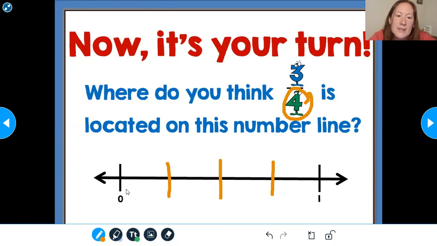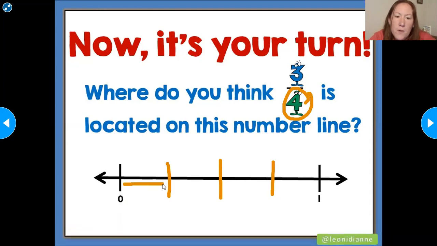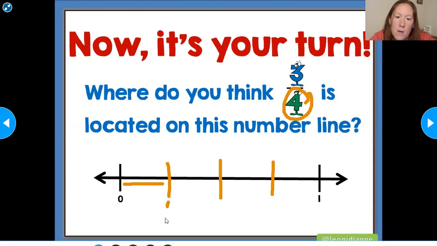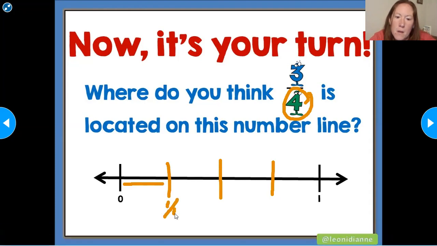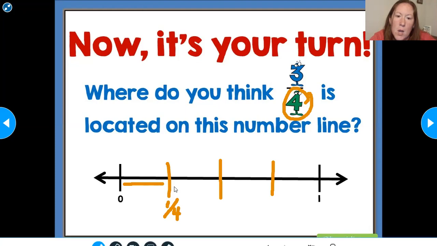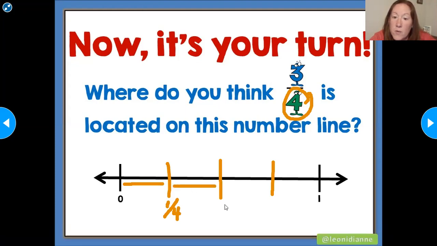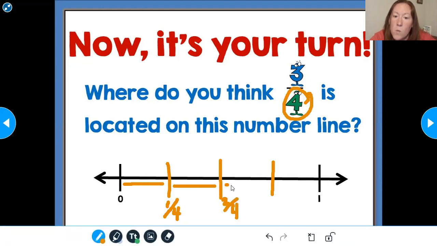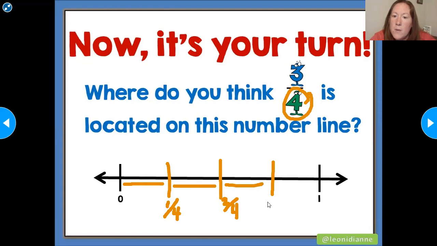So if we count our spaces, 1/4 is right here. So I'm going to label that 1/4. The next space is 1 more 4th, or 2. I'm adding it, 2/4, plus 1 more 4th, which would give me that 3/4. How did we do?